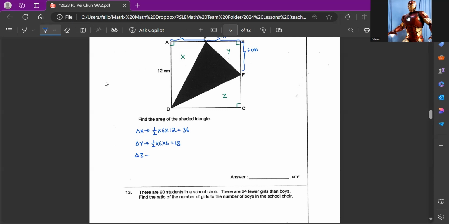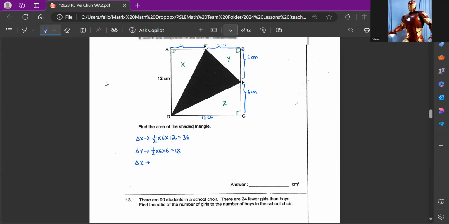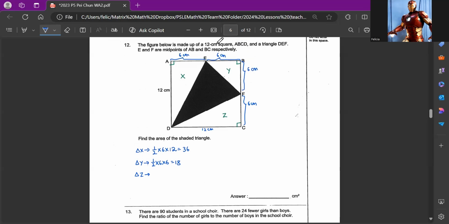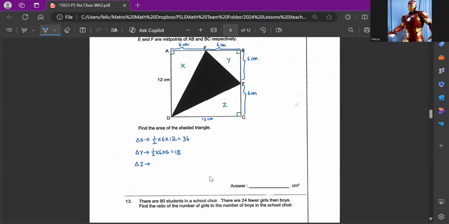Triangle Z, the last one. FC is the height, and DC, 12 cm, is the base. How do I know this is 12 also? Because this is a square. So if here is 12, of course DC is also 12. So half times 12 times 6. You can actually use back the answer from earlier: half times 6 times 12 is the same as half times 12 times 6. So 36 here.